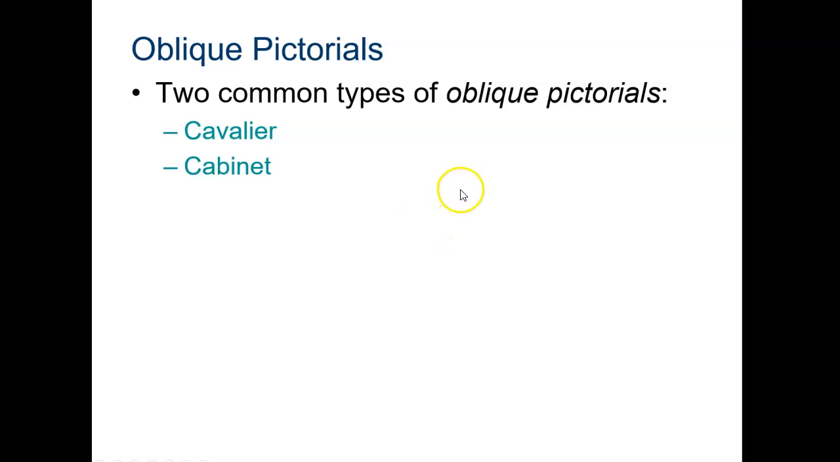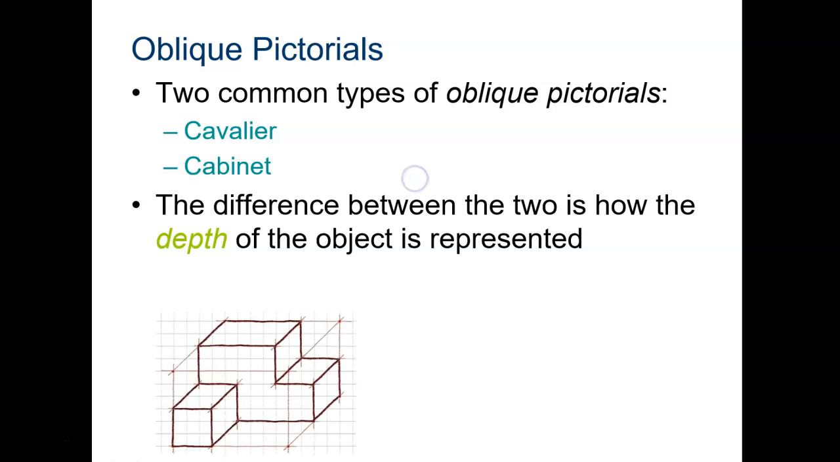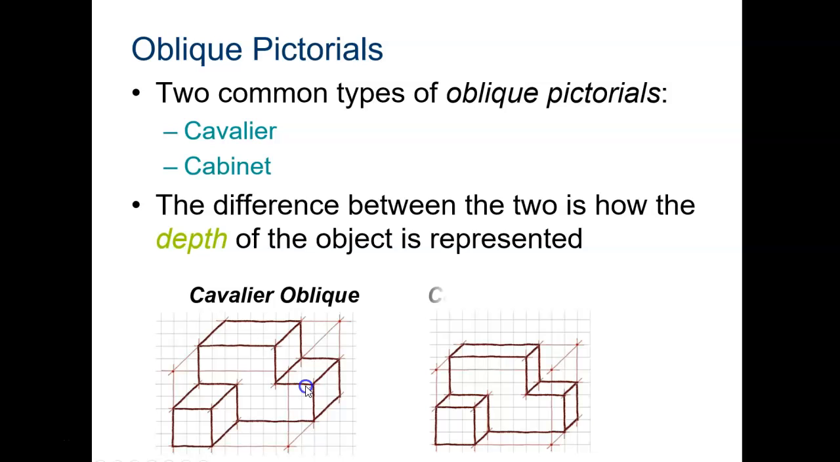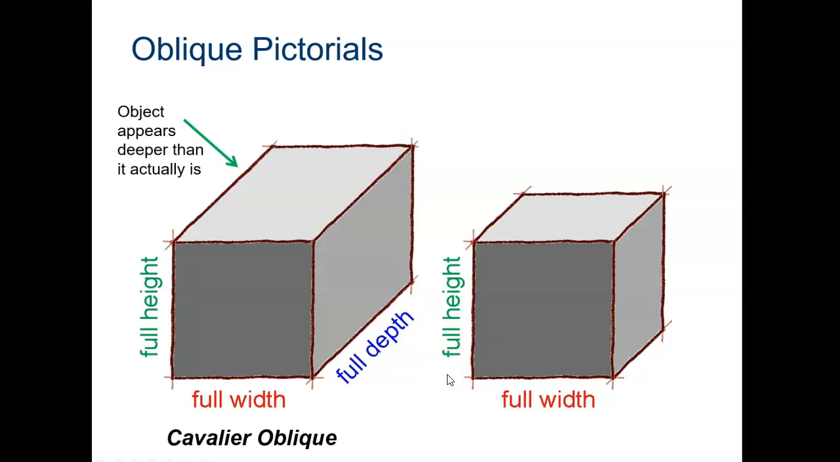There are two common types of oblique pictorials: Cavalier and Cabinet. The difference between the two is how much depth the object is represented in. This is a Cavalier oblique, and this is a Cabinet oblique. So let's look at this example here. What I want you to do is also draw out the squares the same height. So on your grid paper, draw a 4x4 square. Do the same thing on both sides and draw out this image that you see.